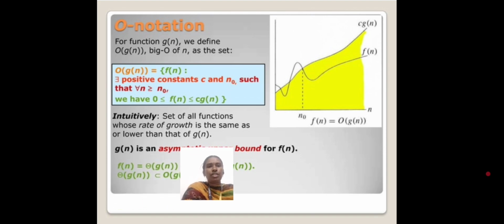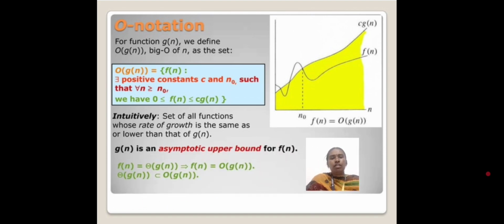So, big O notation. The definition for big O notation is: a function t of n is said to be big O of g of n, denoted t of n belongs to big O of g of n, if t of n is bounded above by some constant multiple of g of n for all large n, that is, if there exist some positive constant c and some non-negative integer n naught, such that f of n is equal to big O of g of n.